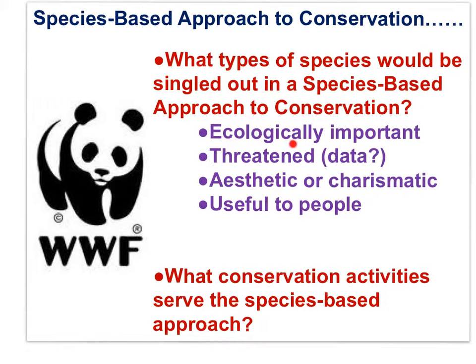Should we protect the ecologically important species, such as keystone species, but there are no rules about what constitutes a keystone species? Should we protect threatened species? How do we know what species are most threatened? How do we evaluate the data? We know a lot about birds and mammals, but not much about others.